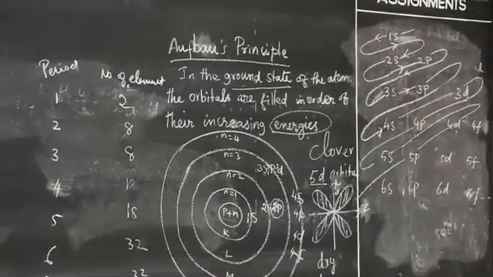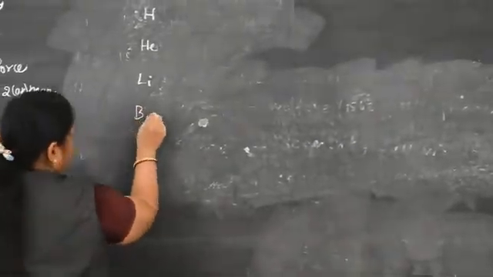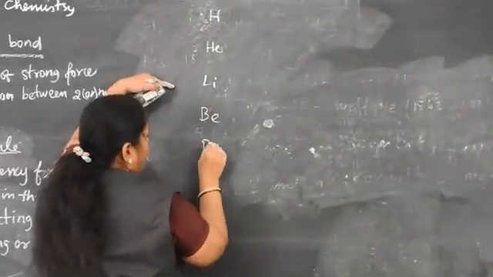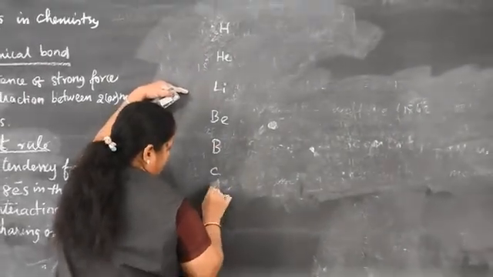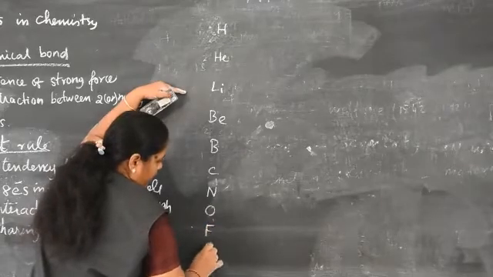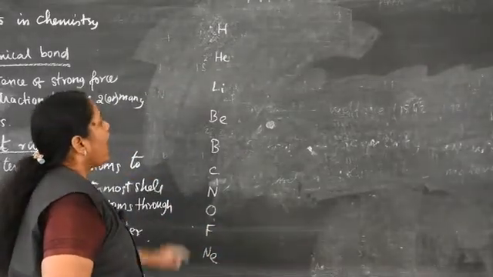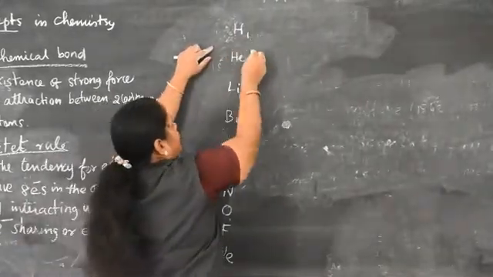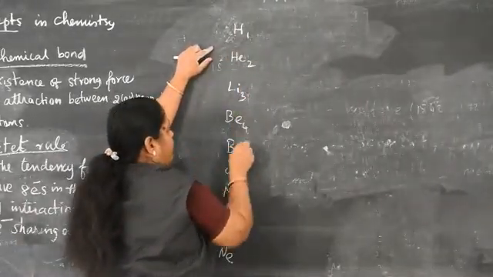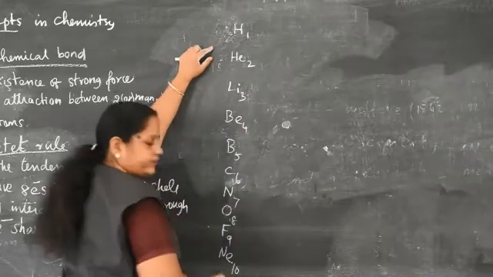First element is hydrogen, second one is helium, third lithium, beryllium, boron, carbon, nitrogen, oxygen, fluorine, neon. Up to 10 I write first. Okay. So, hydrogen atomic number 1, 2, 3, 4, 5, 6, 7, 8, 9, 10.